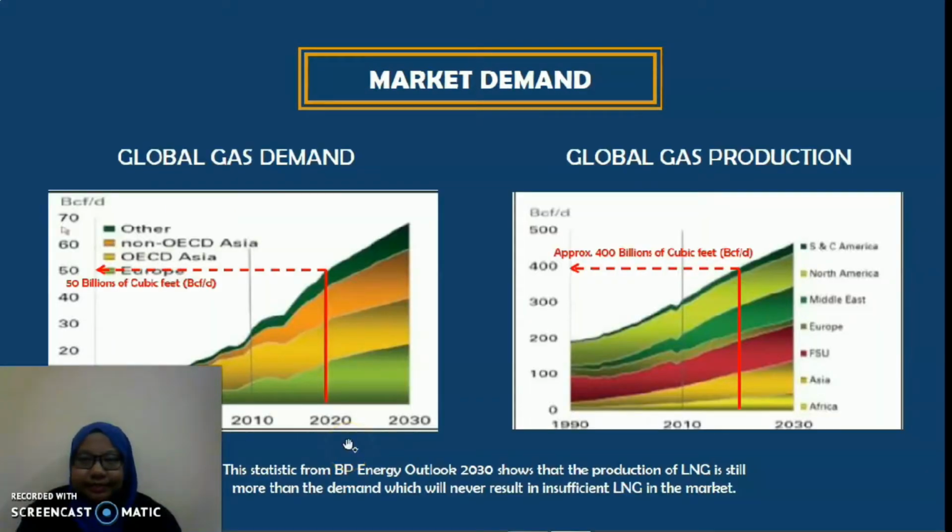For the market demand, we can see that global gas demand trend is actually increasing by year, and in 2020 it is expected to be 50 billions of cubic feet of demand, and the same trend can be observed in global gas production. Approximately 400 billions of cubic feet is expected to be produced in 2020. And the statistics from BP Energy Outlook 2030 shows that the production of LNG is still more than the demand, which will never result in insufficient LNG in the market.